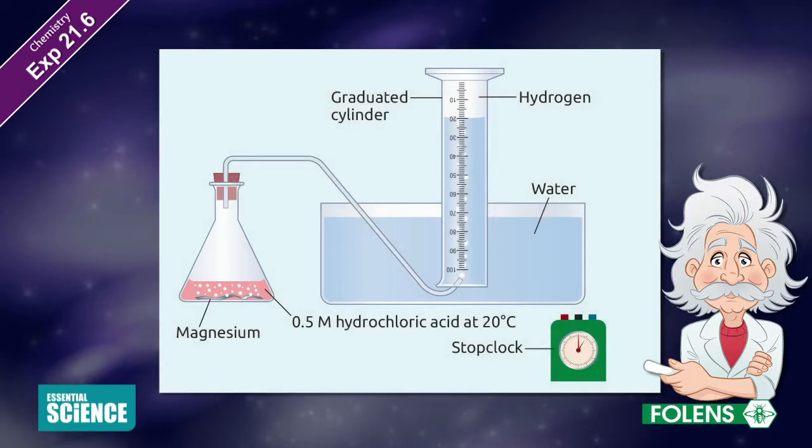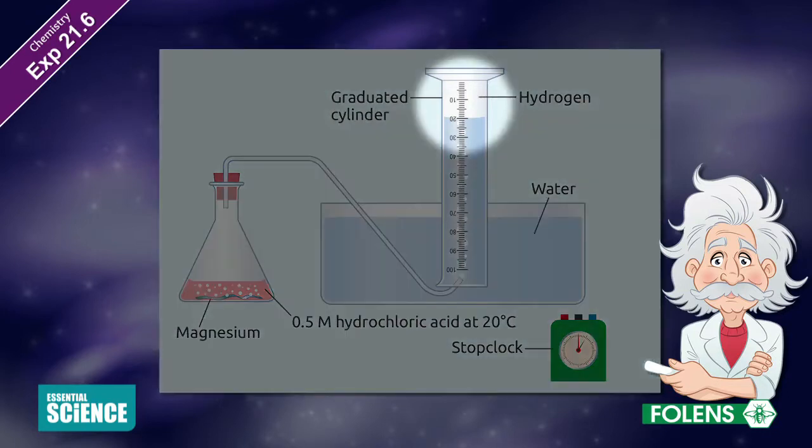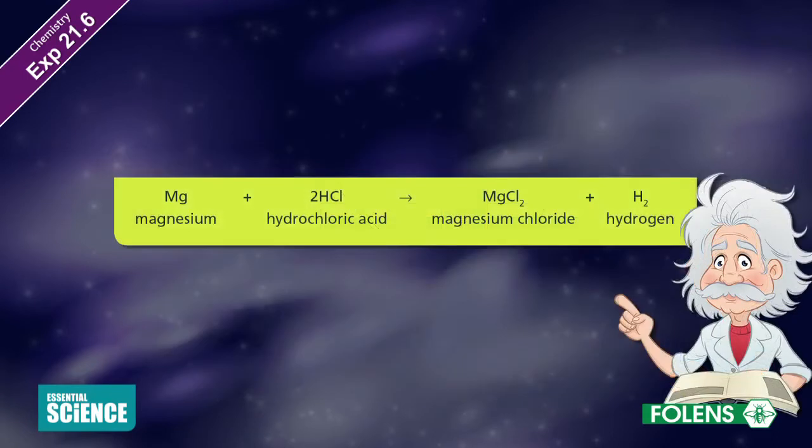We will study the rate of reaction by collecting the hydrogen gas over water in a graduated cylinder using the apparatus shown on the screen. The equation for the reaction is shown on the screen. Hydrogen gas is extremely flammable and forms an explosive mixture with air. No naked flames should be in use in the laboratory.